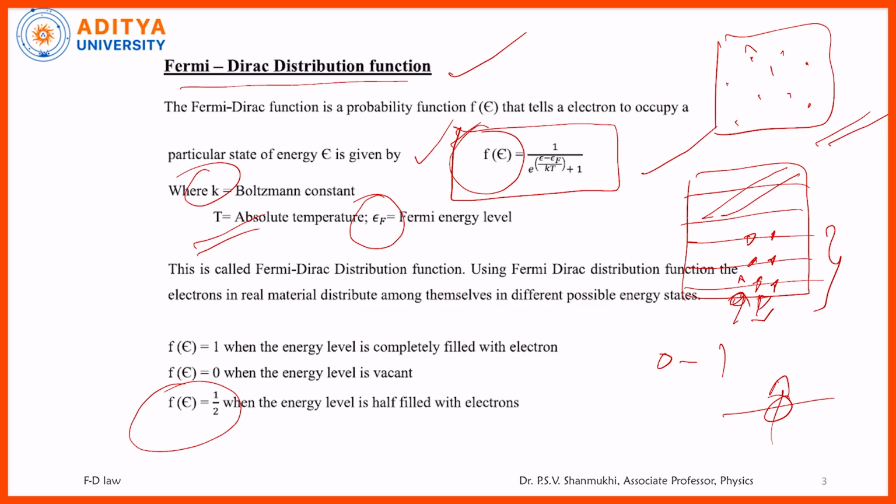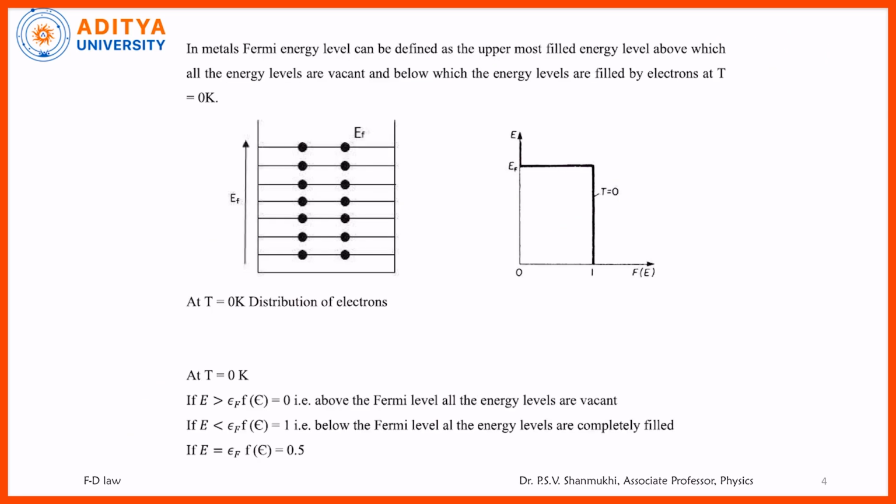K is, as usual, Boltzmann's constant, T is absolute temperature. Coming to EF, the most important parameter. EF is called the Fermi energy level. How do we define the Fermi energy level? There are definitions at T equal to 0 K. It is a reference line with reference to which other energy levels can be located.